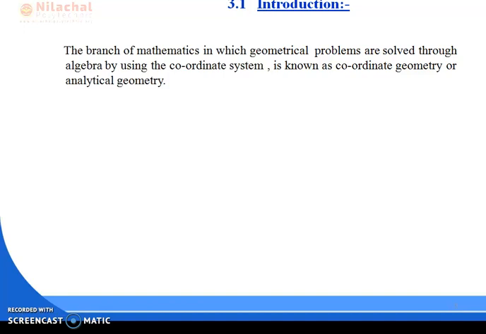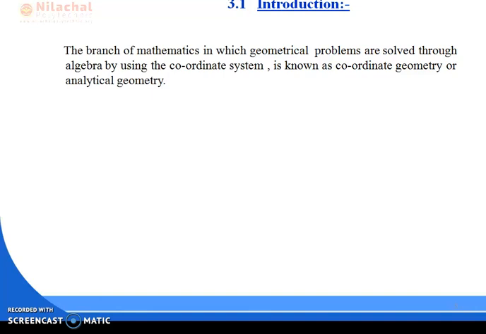Now we talk about the introduction part. The branch of mathematics in which geometrical problems are solved through algebra by using the coordinate system is known as coordinate geometry, or you can say analytical geometry. Also, you can say that this geometry is known as Euclidean geometry, after the great Greek mathematician Euclid.